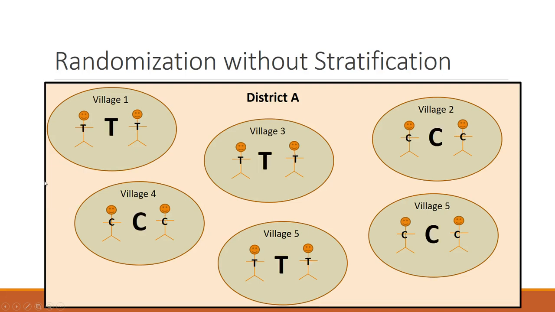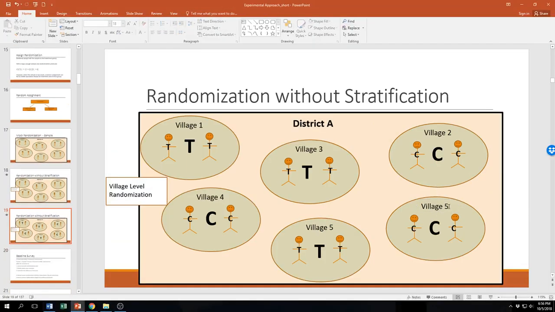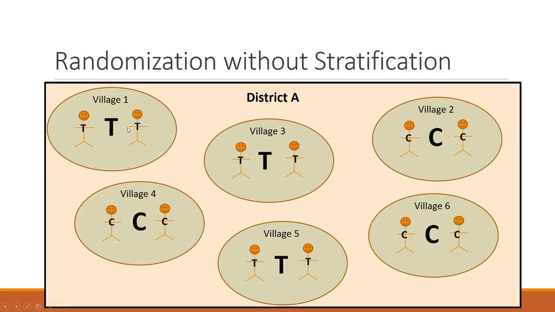So individual level randomization or farmer level randomization. We also could do village level randomization. That's where we randomly select half of the villages to be in the treatment group and half of the villages to be in the control group. In this case, village 1, 3, and 5 were randomly selected to be in the treatment group. That means all the farmers in the treatment villages receive the treatment.